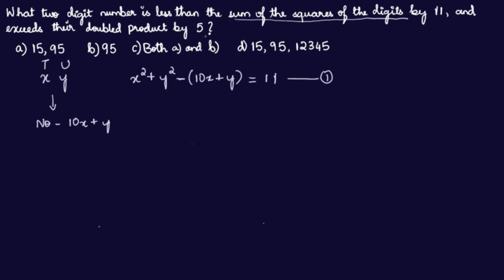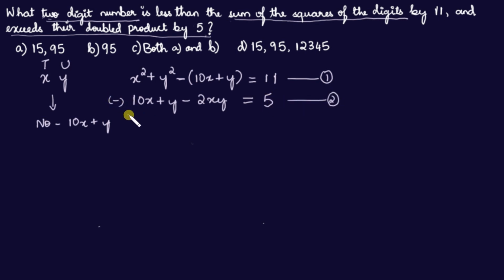And we have two variables, so we need two equations. What will be my second equation? The condition is that the two-digit number itself exceeds the double product by 5. Which means 10x plus y minus 2xy, the double product. Take the product and double it. xy is the product of the two digits. And this is my equation 2.